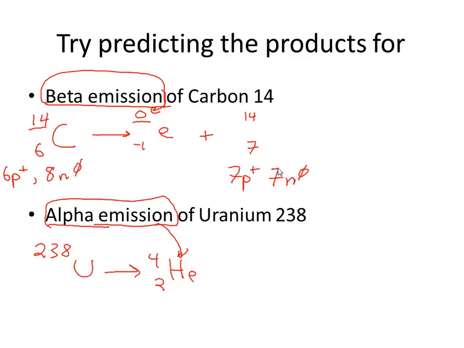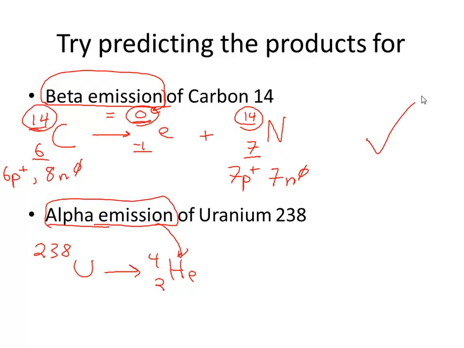So my mass is 14, with 7 protons. What element is this? This is why you need your periodic table. What's atomic number 7? Nitrogen. Boom. Now check it out. 14 equals 0 plus 14, correct? And 7, no giving up, 7 plus -1 is equal to 6. Yeah, 6. I'm good. Check it off.